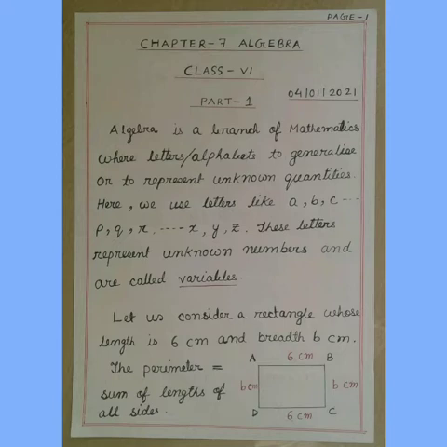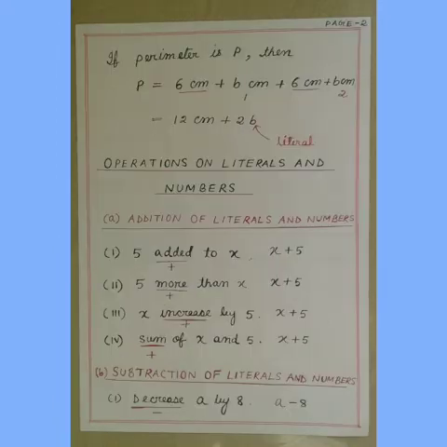Let us consider a rectangle with length 6 cm and breadth b cm. It means we have a variable b which represents the breadth of the rectangle. Therefore, the perimeter is equal to the sum of the lengths of all sides of the rectangle ABCD. If we represent the perimeter with the alphabet P, then P is equal to the sum of all the sides of the rectangle, that is 6 cm plus b cm plus 6 cm plus b cm.